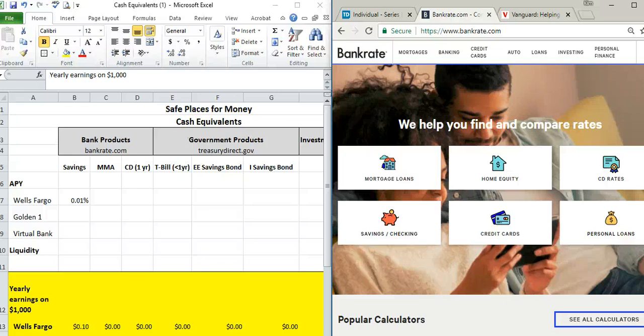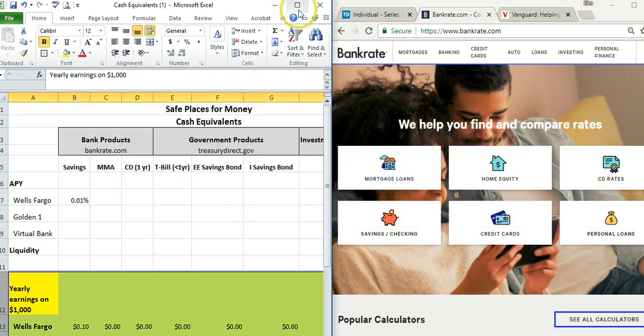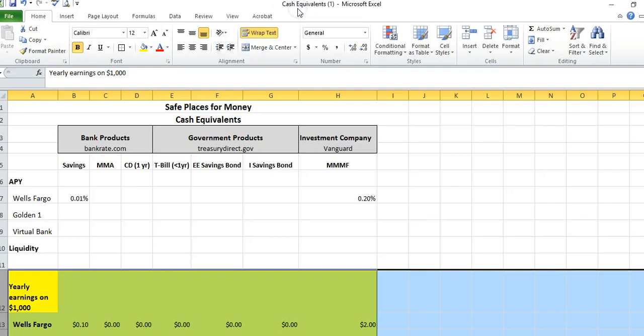Okay, this is a continuation of safe places for money or cash equivalents. I want to direct you first of all to this table right here that I put together. It's just the three different bank products: savings, money market accounts, and CDs. Again, a 1-year CD is what I'm going to be looking at.